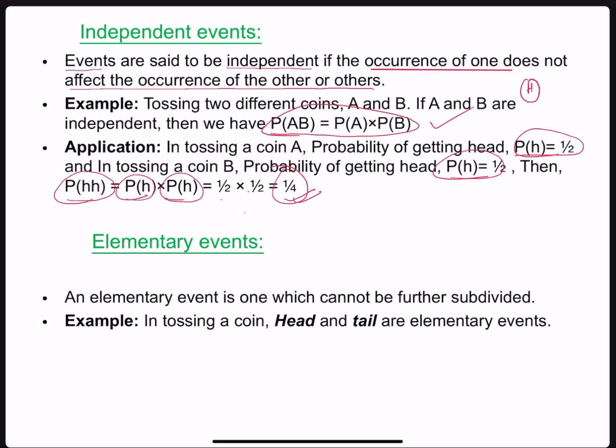Now elementary event. This is an event. An elementary event is one which cannot be further subdivided. Just remember, it cannot be further subdivided. Let's look at an example. In tossing a coin, head and tail are elementary events. Can you subdivide this head or tail? No, we cannot subdivide. That's all. That is about elementary events.